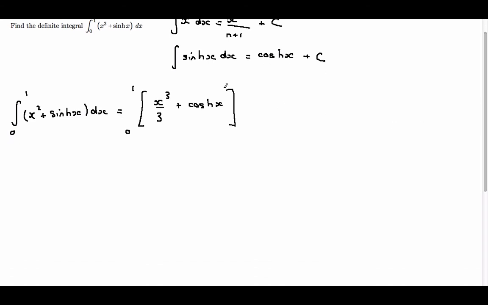So the next thing we need to do is substitute in our limit. So we first of all put in 1. So we'll get 1 cubed, which is 1, so that's 1 over 3, plus cos of 1. And then we take away when we put in the lower limit, so it's minus 0 cubed over 3, which is 0. And we have plus cos of 0.